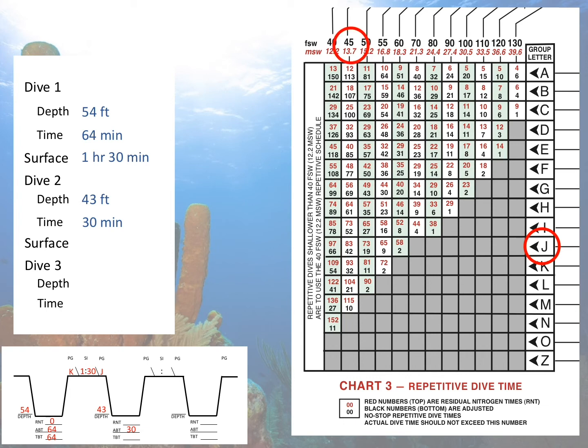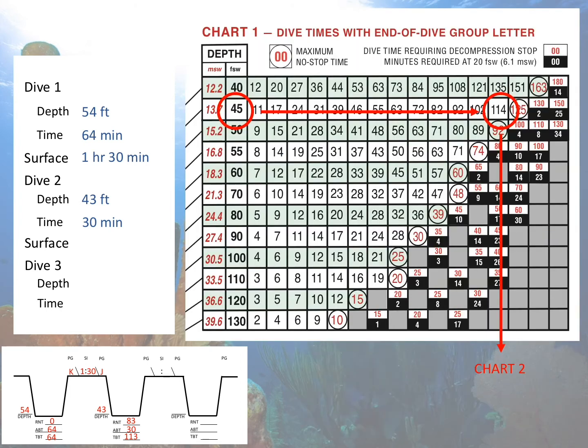Alright, we first locate 45 feet on chart 3, and then locate the intersection with our pressure group to get our residual nitrogen time. With a residual nitrogen time of 83 minutes and an actual planned bottom time of 30 minutes, you should have a total bottom time of 113 minutes. With this information, we move back to chart 1.